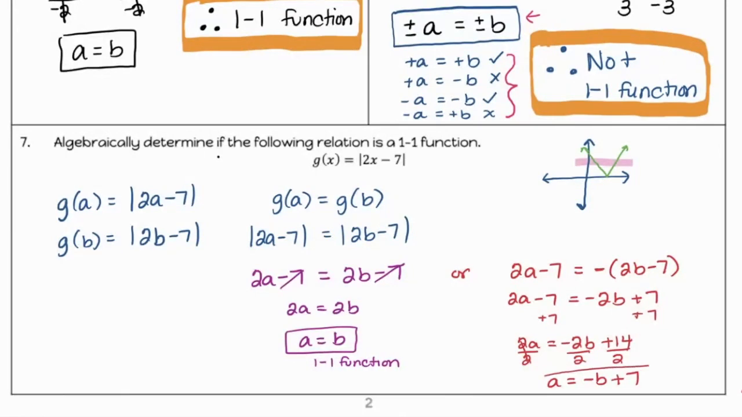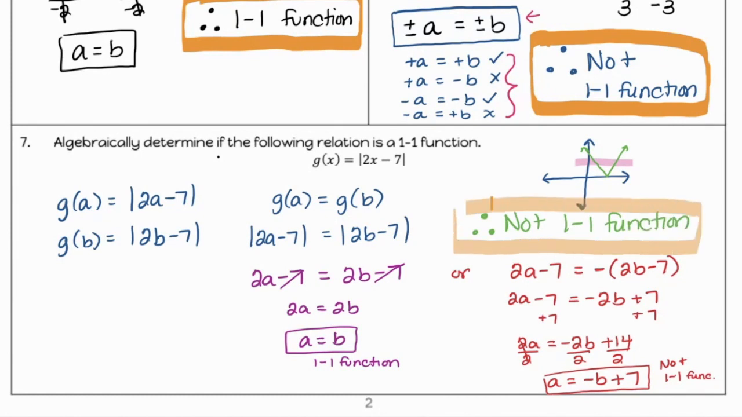At this point, I'm just going to stop, and I already know it's not one-to-one. Since I'm able to show one case but not both of them, I have to conclude that this function is not one-to-one. And just by looking at its graph from the start, I knew that was going to happen. So it was going to be impossible for me to prove that a equals b.